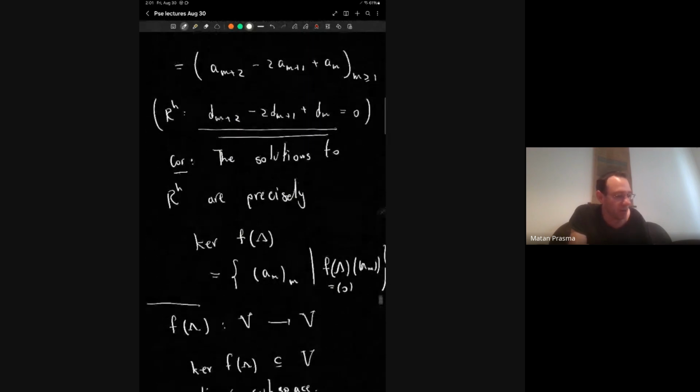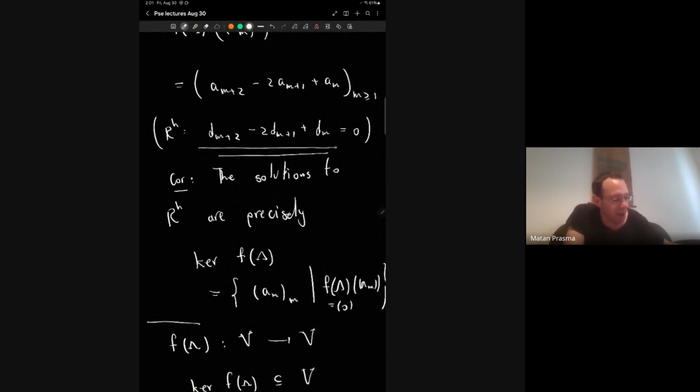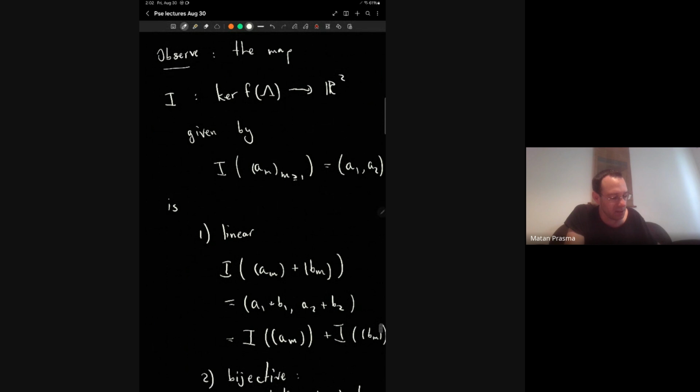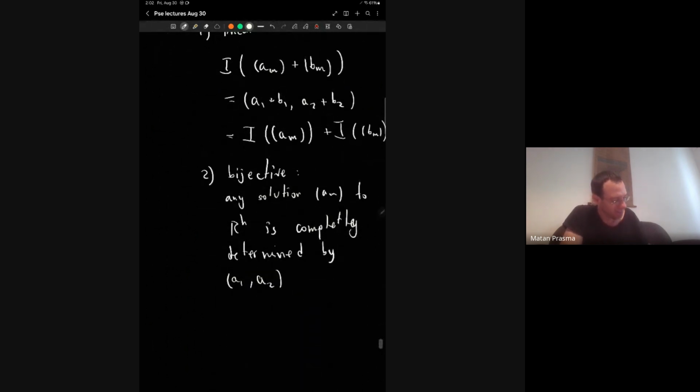What do I do? I look at the relation RH. I put here A1 and A2, whatever values you give me. And then I just recursively figure out what is A3, what is A4, and so on. There is a unique way to do it. So this map is a linear map between vector spaces, which is bijective. So it is an isomorphism of vector spaces. The kernel of F of lambda is isomorphic as a vector space over R to R squared.